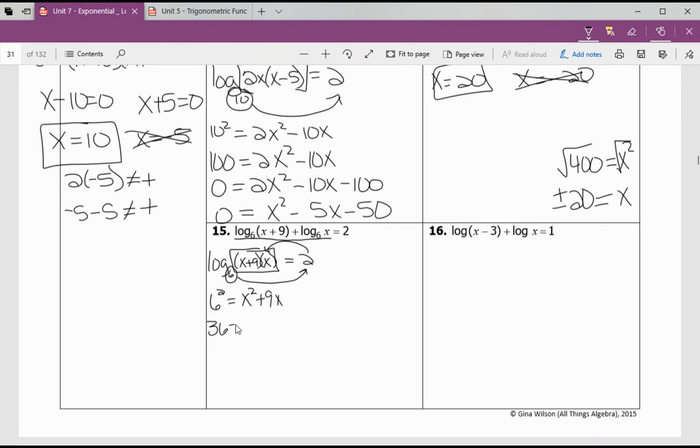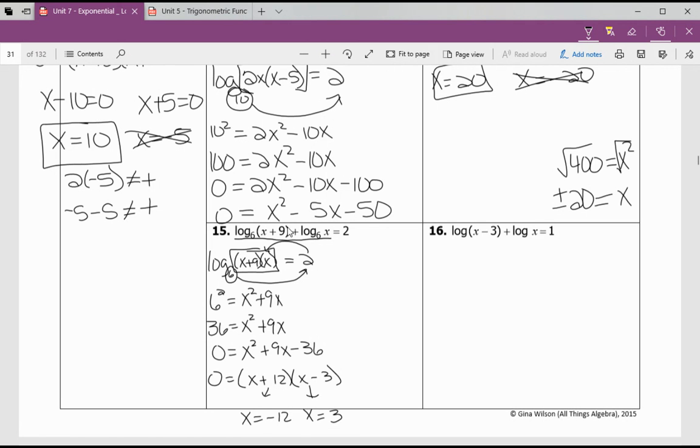So 6 squared is 36, so I'm going to have to subtract 36 and see if I can get this thing to factor, which you should. Most of these should factor. You should not have to do the quadratic formula. So factors of negative 36 that add up to 9 are positive 12 and negative 3. I get x equals negative 12 from this answer, and x equals 3 from this answer.